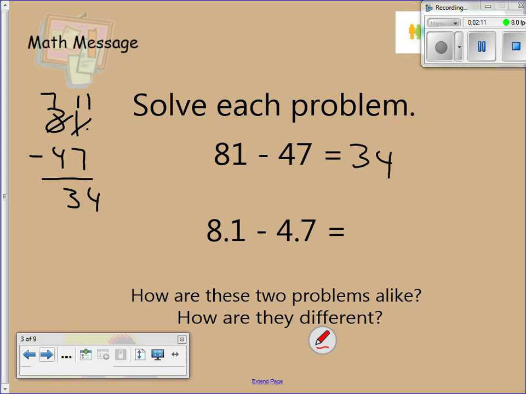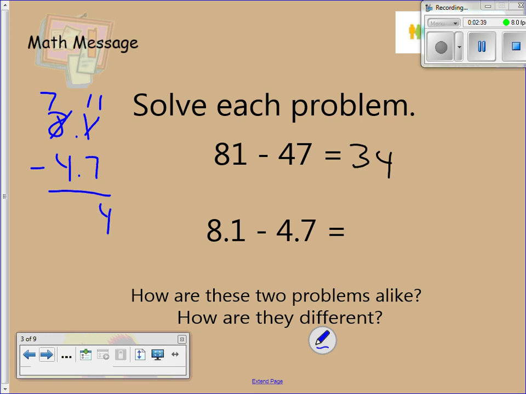Now they want you to solve 8.1 minus 4.7. As you can see, the decimals are lined up. Just like adding, when subtracting you need to have your decimals lined up. Can I take 7 from 1? I can't. So we have to make this 11. We have to borrow to the left. 11 minus 7 is 4. 7 minus 4 is 3. Bring down the decimal. Now we have 3.4. It's the same numbers, but the decimals are in different spots.